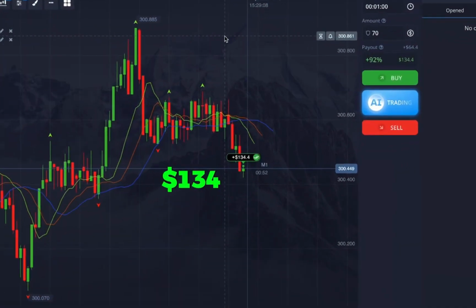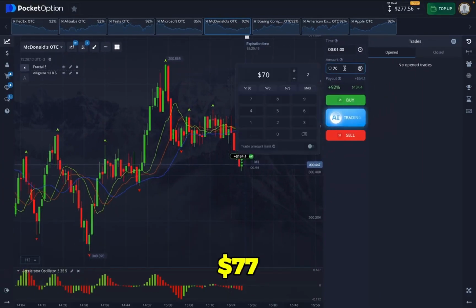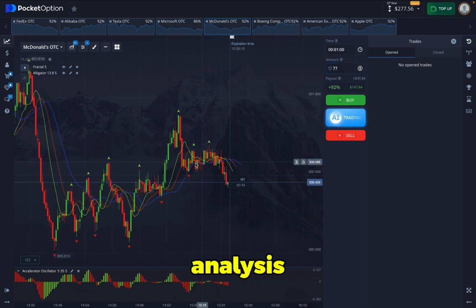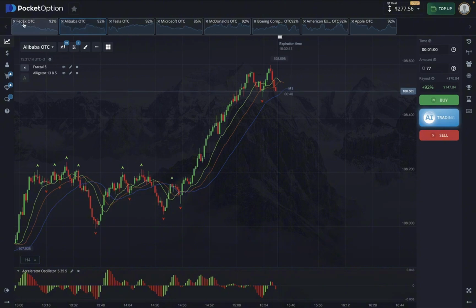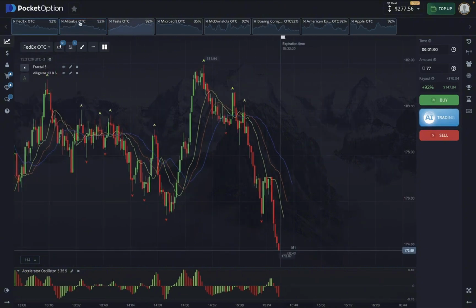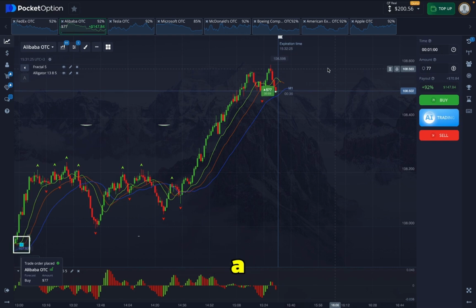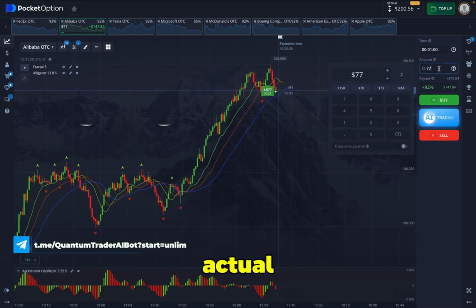And the deal is also closing well. Let's open the next position at $77. Continue the analysis and select the next asset. Here I will open a position to increase in the direction of the actual dynamics of the trend.